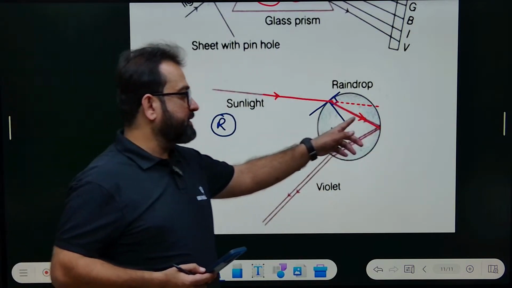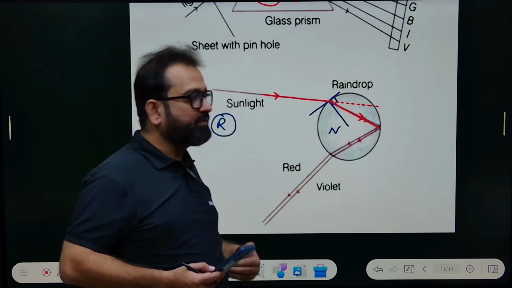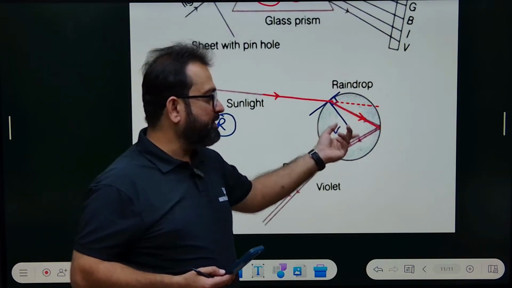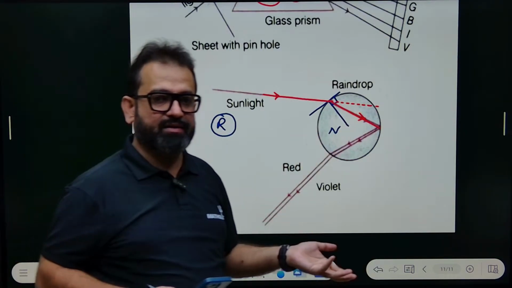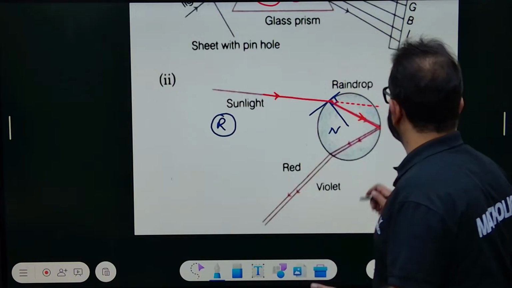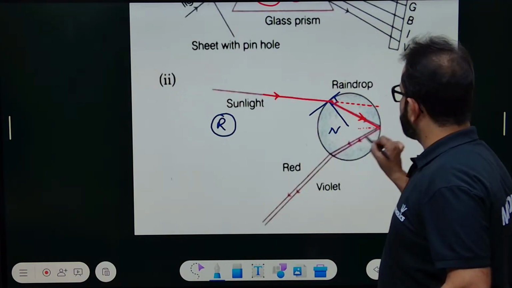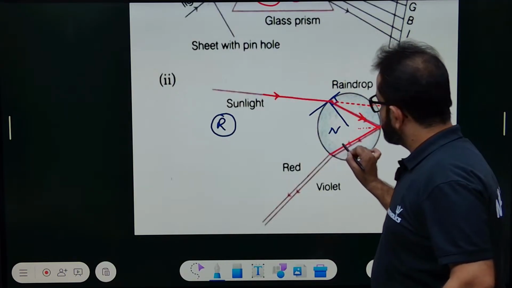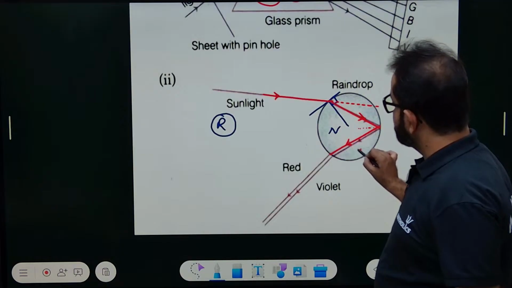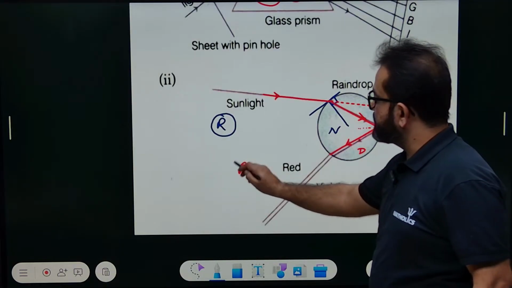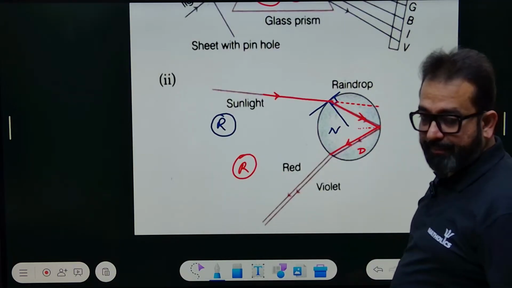And when it goes like this, it again gets reflected. Now this is the same medium, so it happens just like a mirror, so the angle of incidence equals the angle of reflection. So this is going like this. Now this is from denser to rarer, yes or no? And from denser to rarer, what happens?